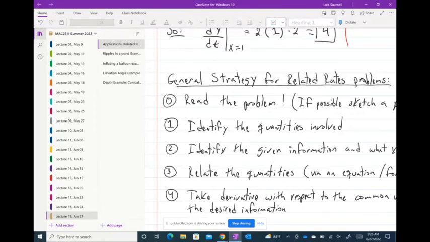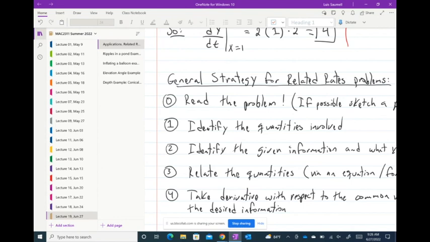The second one, we're going to be inflating a balloon. When you inflate a balloon, what's going to happen? It gets bigger and bigger. So in particular, the radius is increasing at a certain rate. We want to figure that out. How fast is the radius of this balloon increasing at a certain point?